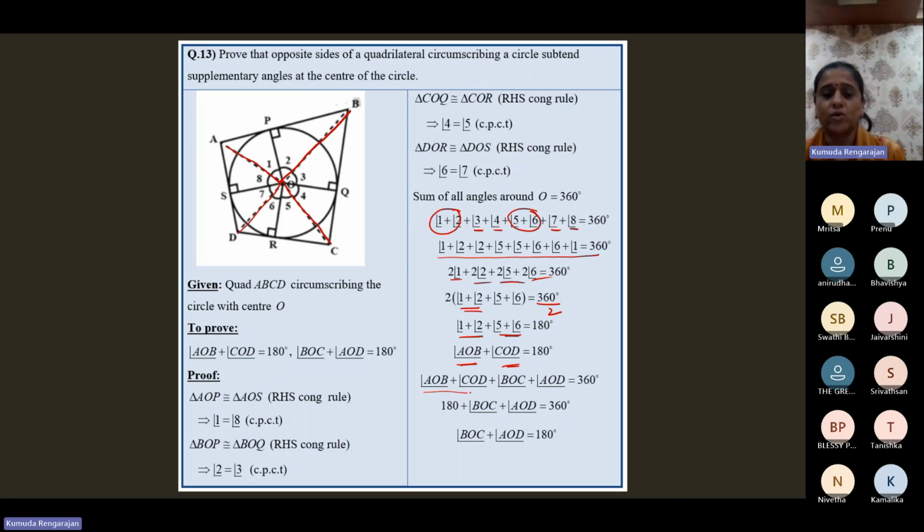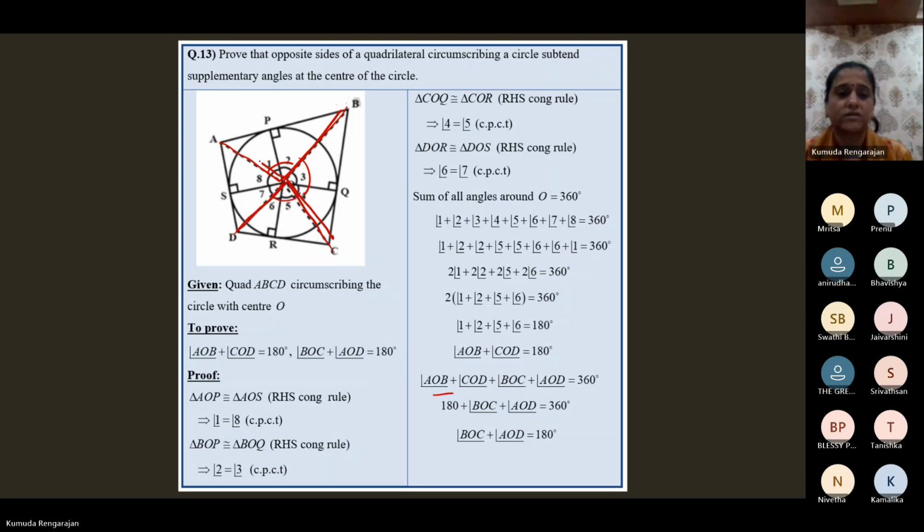Now you know that the sum of the 4 angles around the point is 360. We know that the sum of the 4 angles, AOB plus BOC plus COD plus DOA, is equal to 360. The sum of the 4 angles around the point is 360 degrees. Now we proved that AOB plus COD is 180. So when you substitute that, you will get BOC plus AOD is equal to 180.